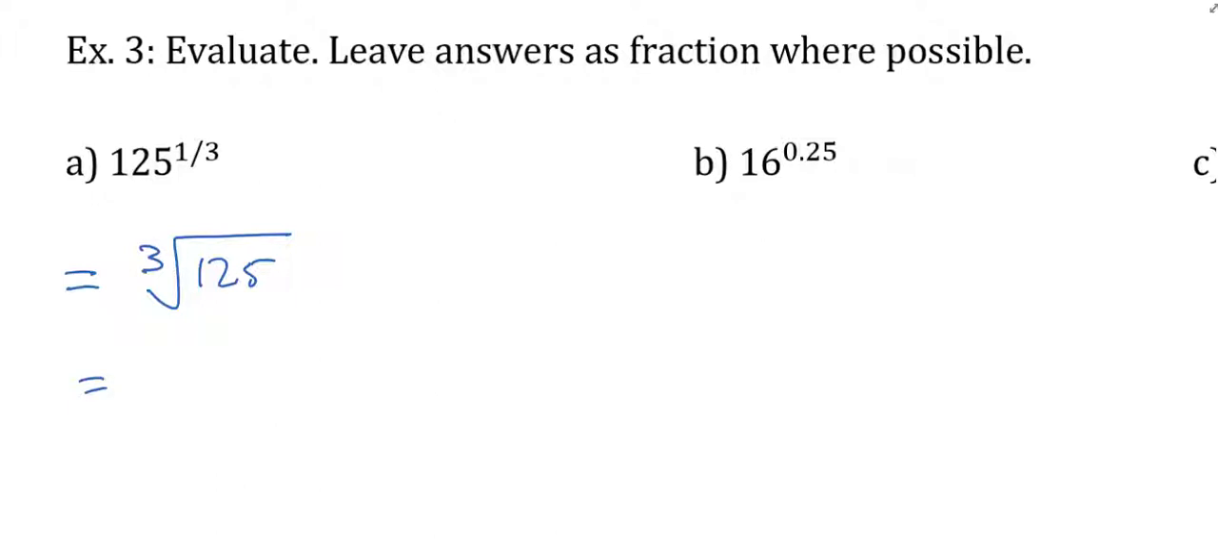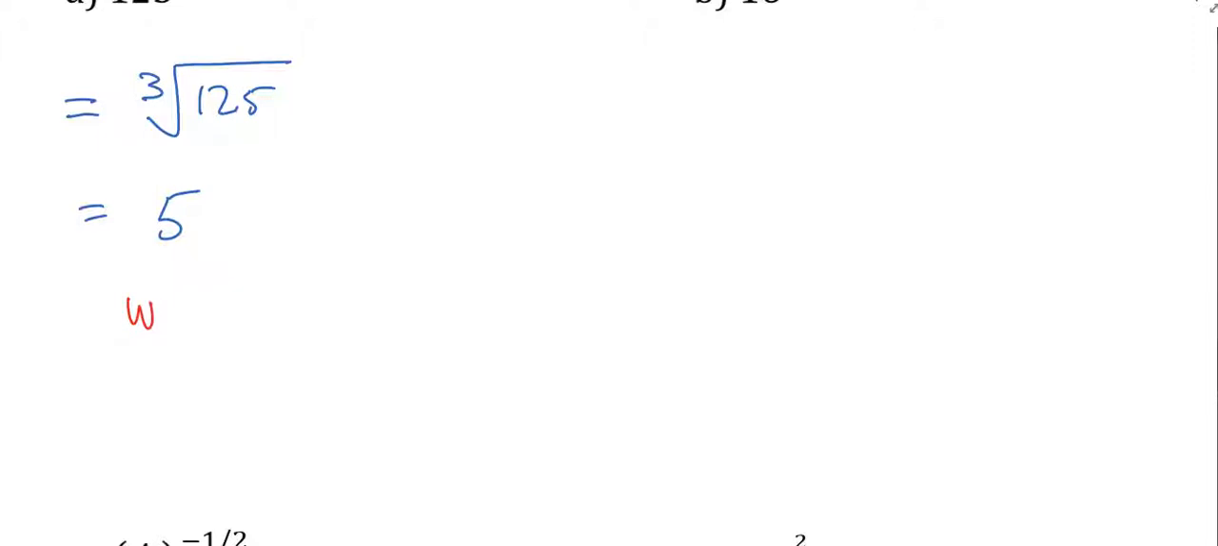Who's got this answer? 5. And why? Because 5 cubed is 125. So we're doing the opposite of that, right?